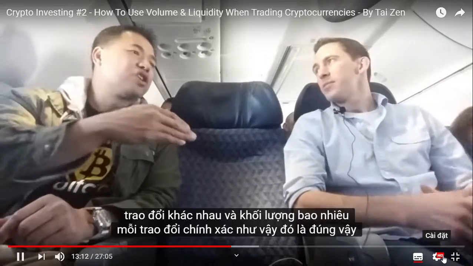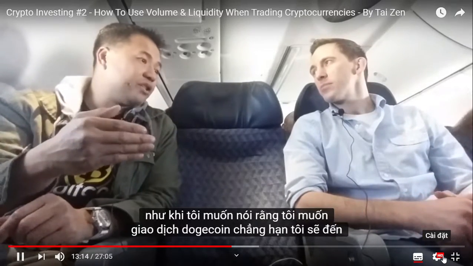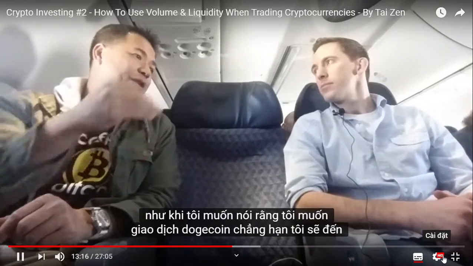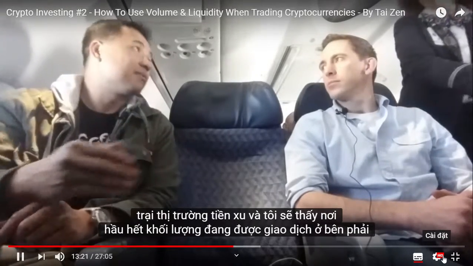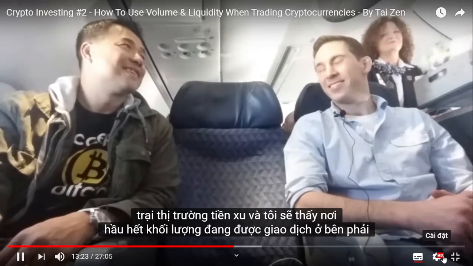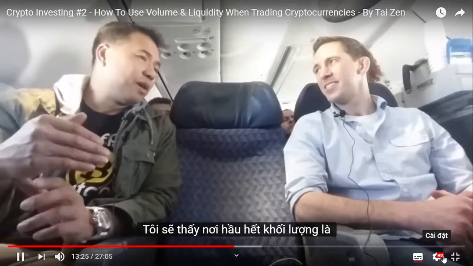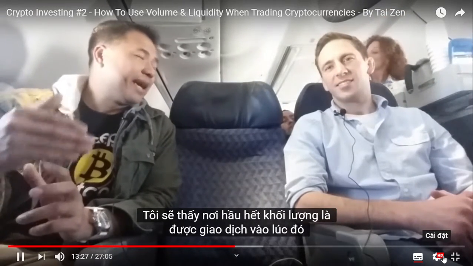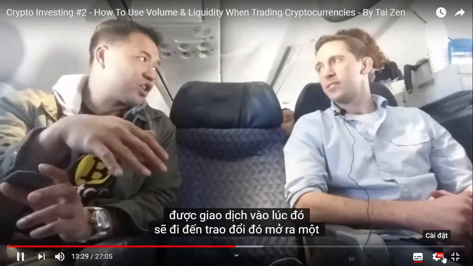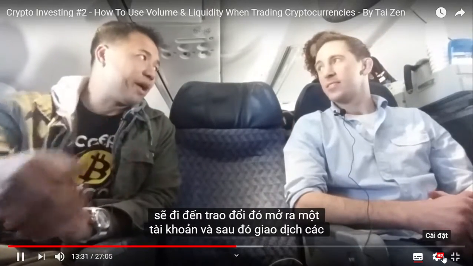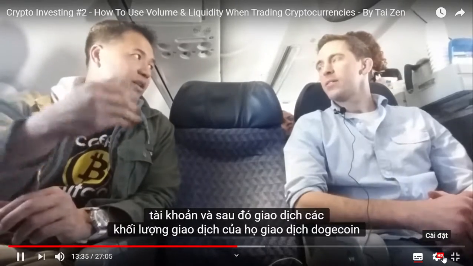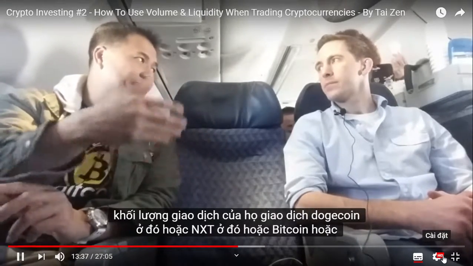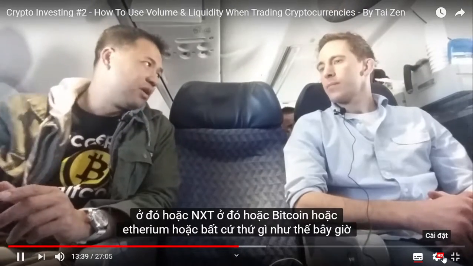So when I want to trade Dogecoin, for example, I would go to CoinMarketCap and I would see where most of the volume is being traded. And then after that, I would go to that exchange, open up an account, and then trade the volume there. Trade the Dogecoin there, or the NXT there, or the Bitcoin, or the Ethereum, or anything like that.